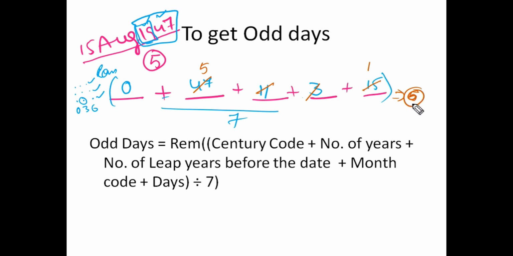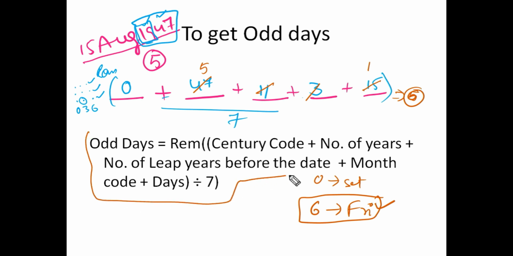Based on this 6, how to say the day? Start 0 with Saturday. If 0 is Saturday, 1 Sunday, 2 Monday, 3 Tuesday, 4 Wednesday, 5 Thursday, and 6, yes, it is Friday. 6 is Friday.